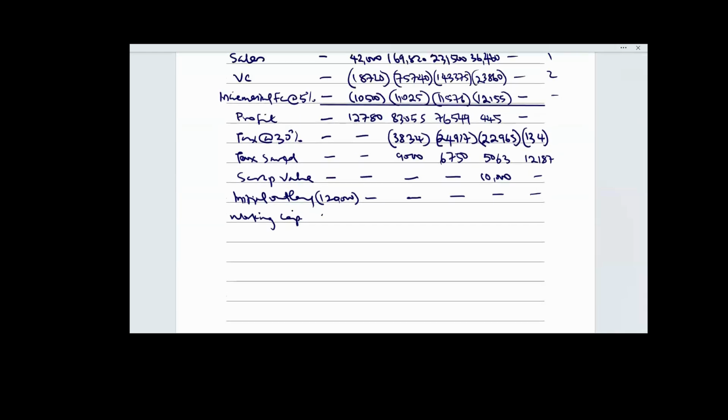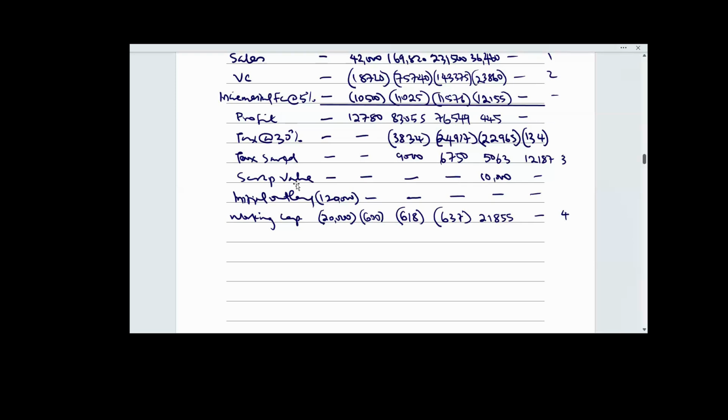Year 0 is 20,000. Year 1 is 600 negative. Then 618 negative. 637 negative. At the end of the useful life, year 4, you recover everything, 21,855. That's working number 4. This is working number 3.